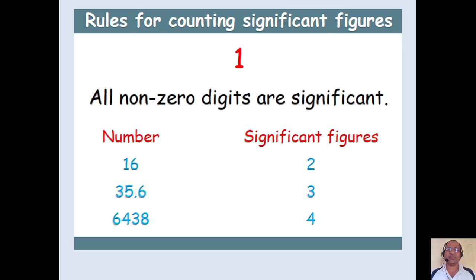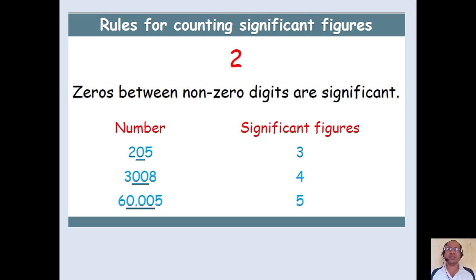For example, number 16. Here 1 and 6 are non-zero digits, so this number 16 has two significant figures. Second number 35.6. Again here 3 non-zero digits are given, 3, 5 and 6, so significant figures are 3. Third number 6, 4, 3, 8. Again here all the digits are non-zero digits, so we count all these digits, so significant figures are 4.